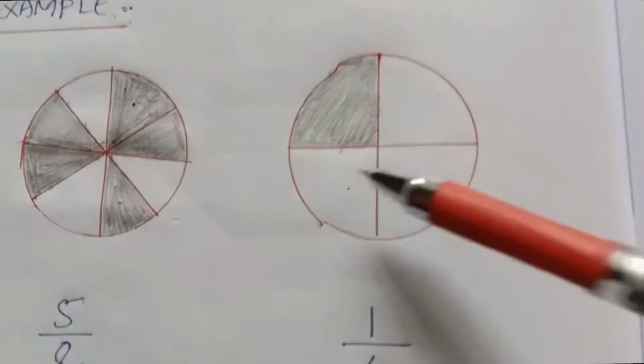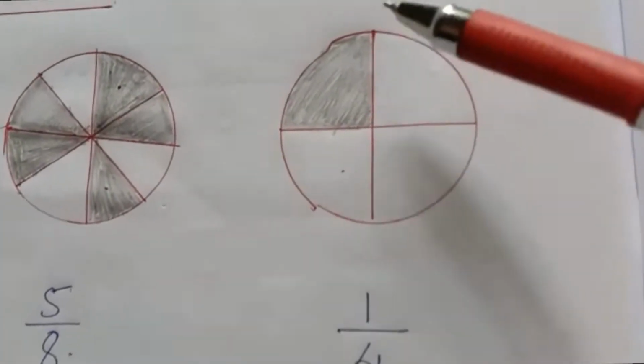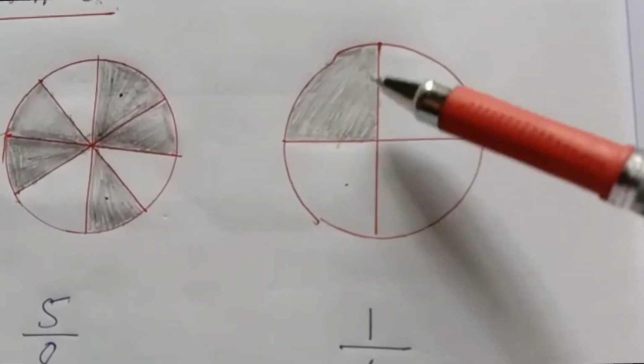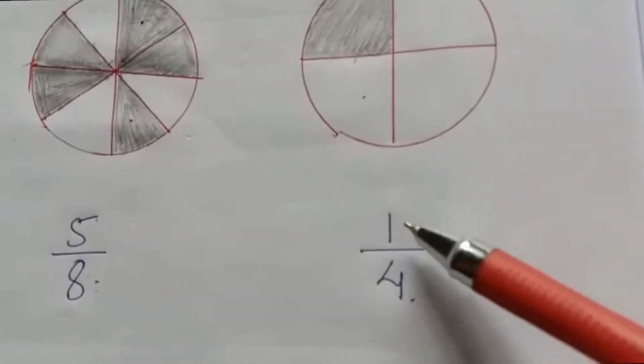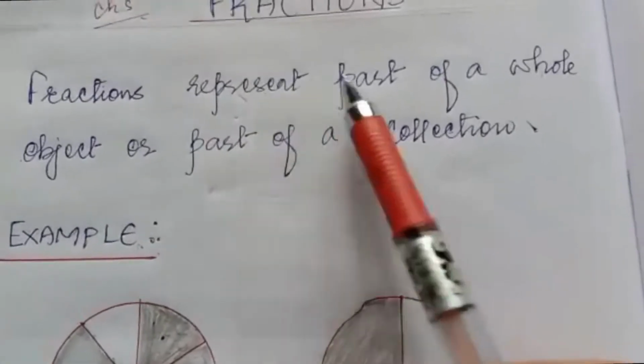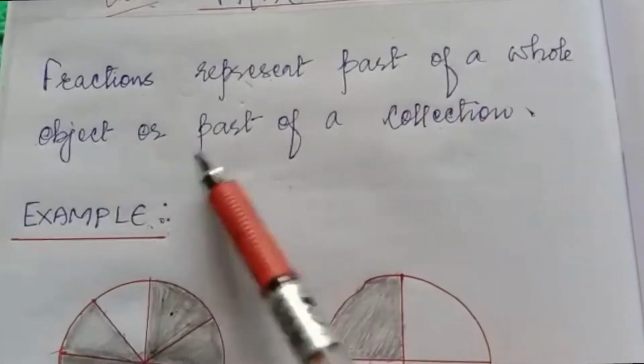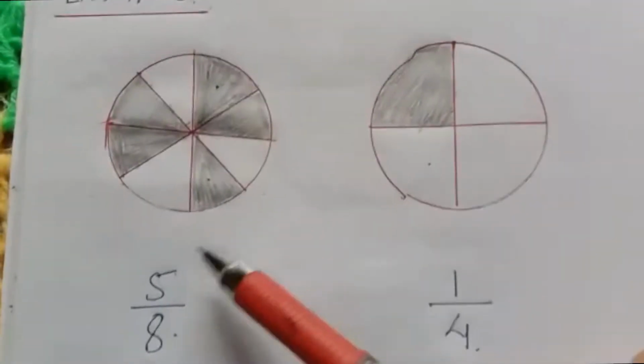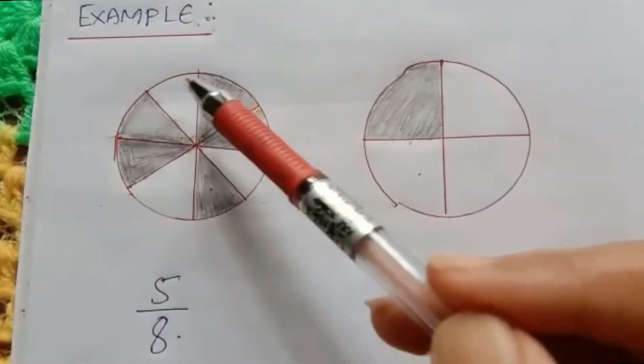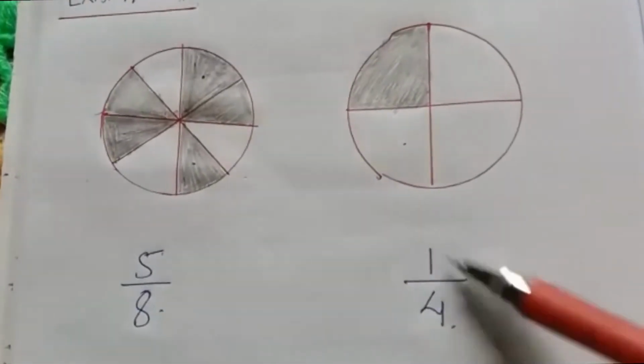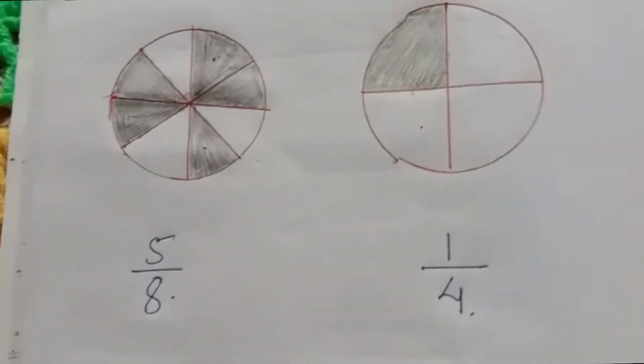Next example is, this circle is divided into 4 parts. 1 2 3 4. So this is 4. Now only one portion is shaded, so the fraction of shaded portion is 1 divided by 4. So the definition is, fractions represent part of a whole object or part of a collection. So this is the fraction of this shaded portion and this is the fraction of this shaded portion.